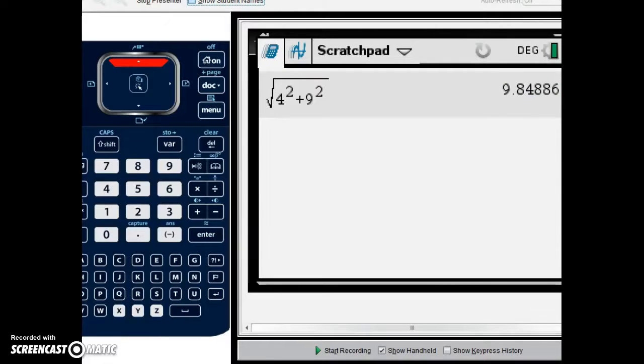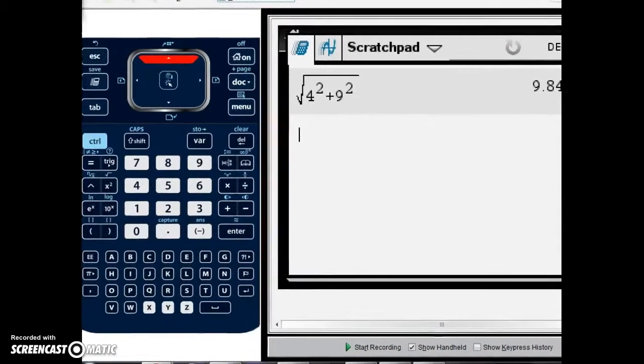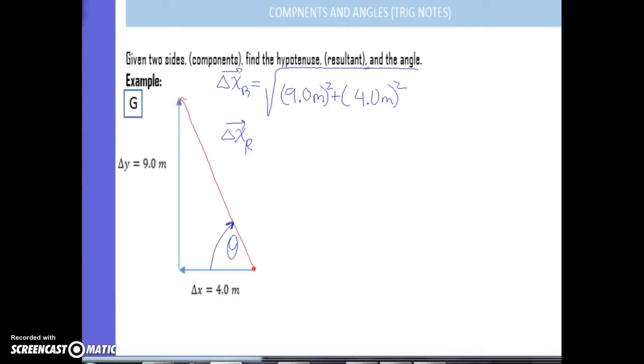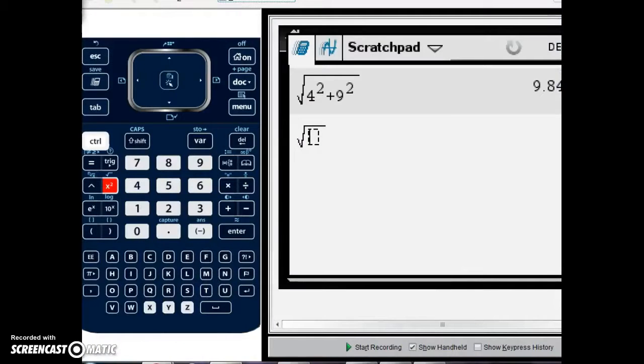And then notice what lights up as I enter it. We have the control, and we have our x squared. And if you look on top of the x squared right here, you have your square root. And go ahead and put the number in from there. Those two numbers are the same ones here, 4 and 9. So we got 4 squared plus 9 squared. And there's our answer.